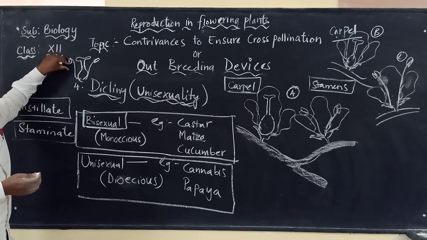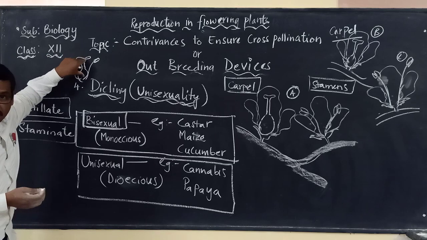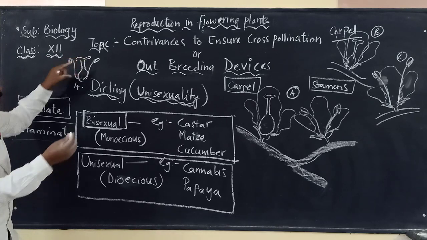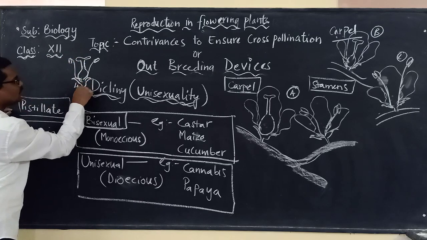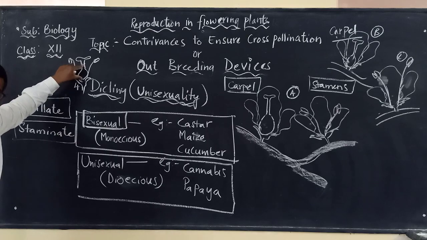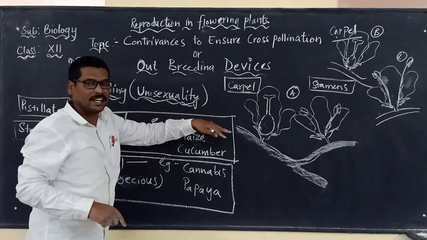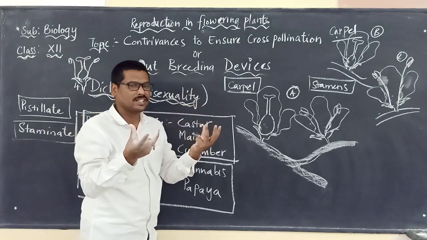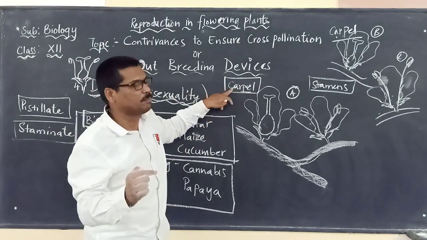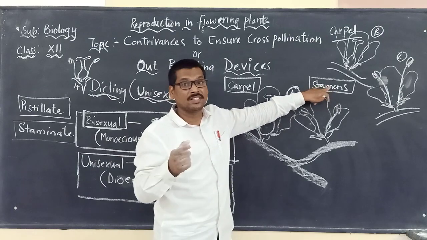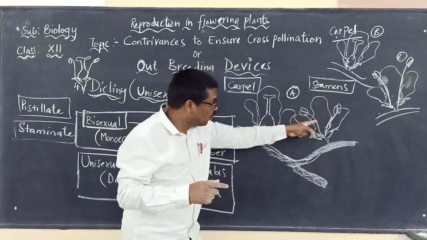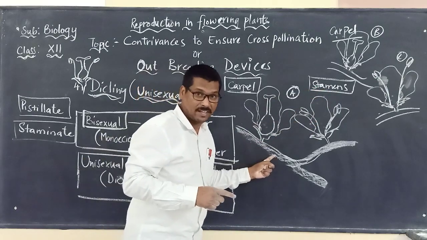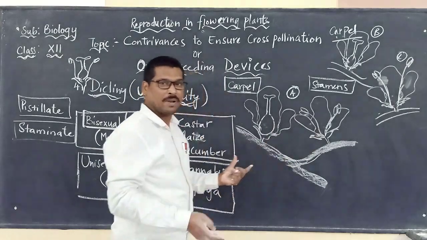Male sex organ, that is the stamen, and the female sex organ, pistil or carpel. Both are there here. This is also a bisexual flower. At the same time, here what we are saying, if there are two flowers, one flower having only the female part, another flower having only the male part, but both the flowers are born on the same plant. The two flowers are there on the same plant.